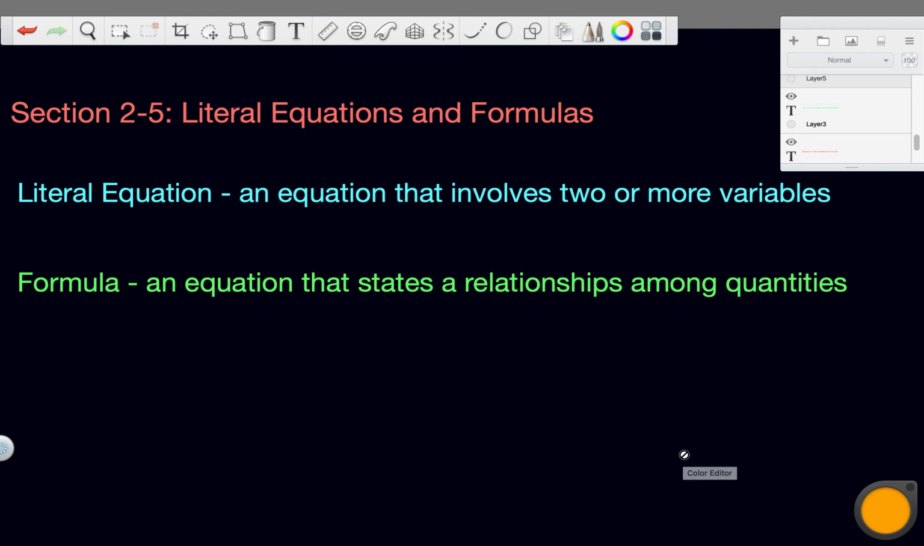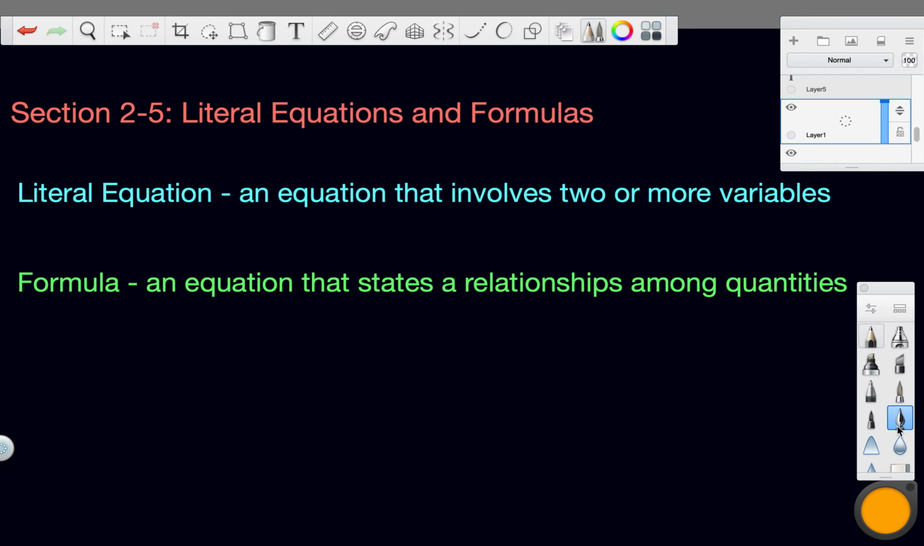All right, guys, welcome. Section 2.5, literal equations and formulas. So you're probably thinking, what the heck is a literal equation? We are going to get to it, so do not worry. Let me just get my pen out and we will be off.